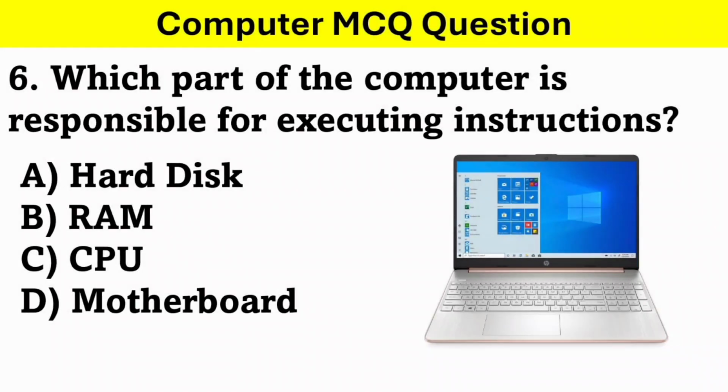Which part of the computer is responsible for executing instructions? A. Hard disk. B. RAM. C. CPU. D. Motherboard. The correct answer is CPU.